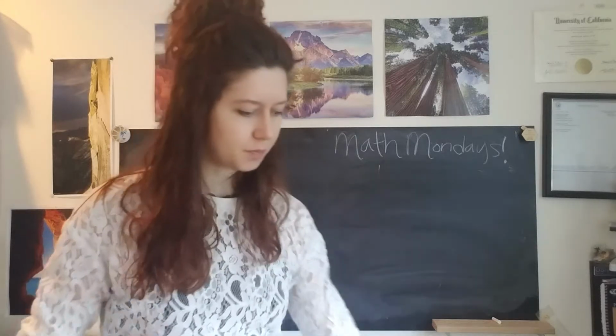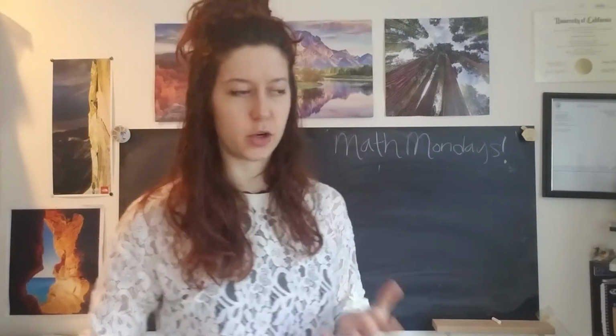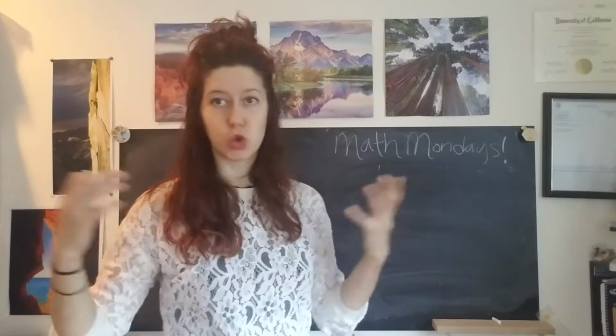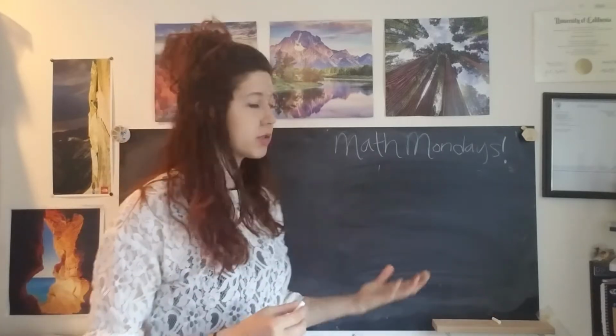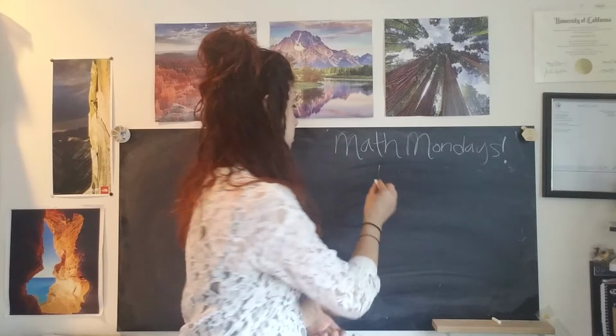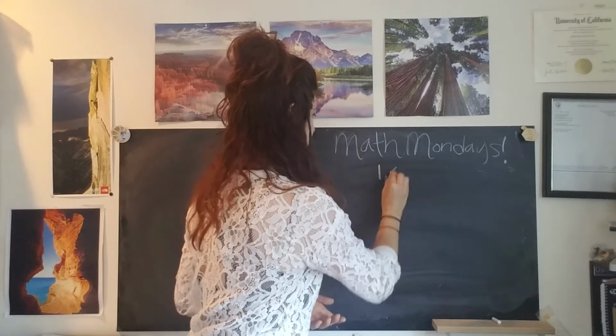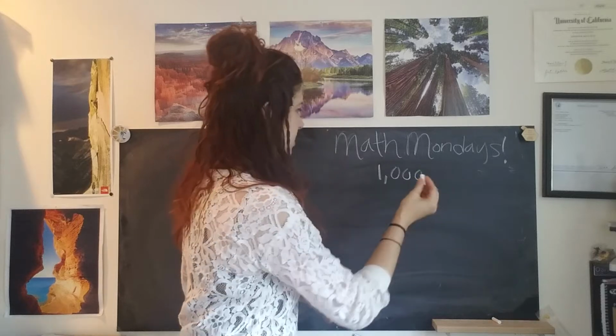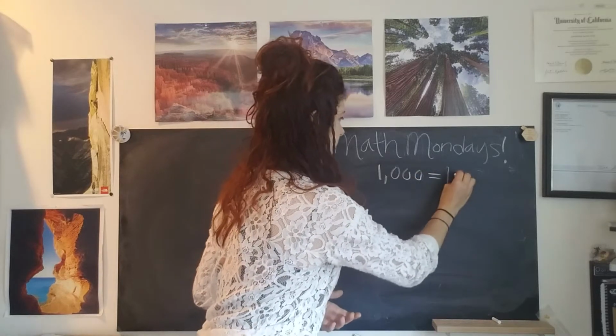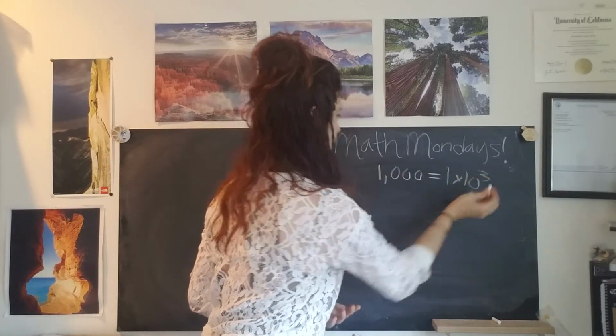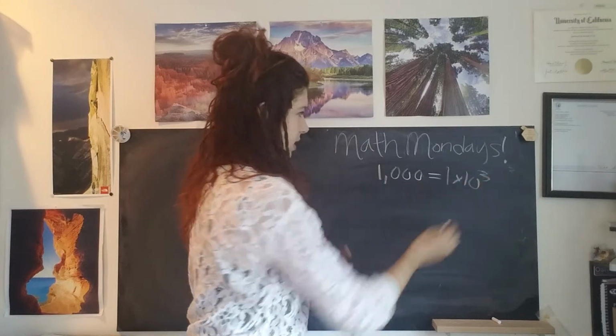Cool. So, what is scientific notation? Well, it's a shorthand way to write numbers. So let's use a number that's more common to us, like 1,000. So if I want to write 1,000 in scientific notation, 1,000 has 3 zeros. So I write it as 1 times 10 to the third, because 1, 2, 3, 3 zeros.